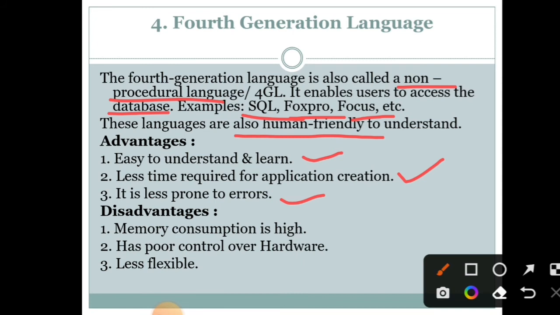And the disadvantages are that memory consumption is very high. So in storage, it occupies more memory than previous languages. It has poor control over hardware and is less flexible.